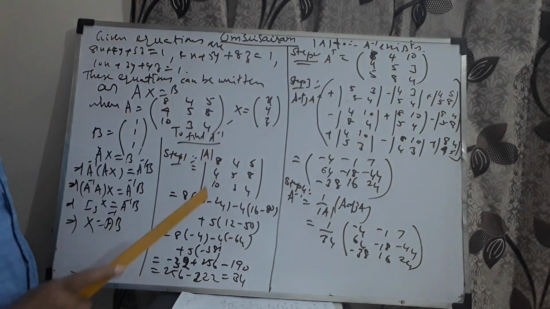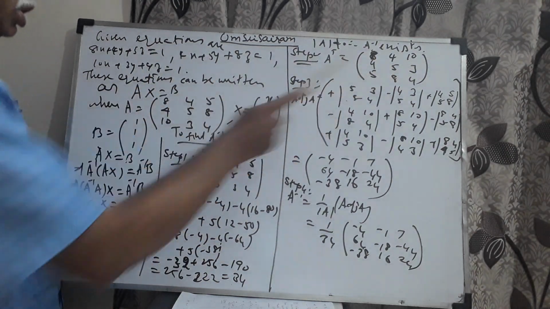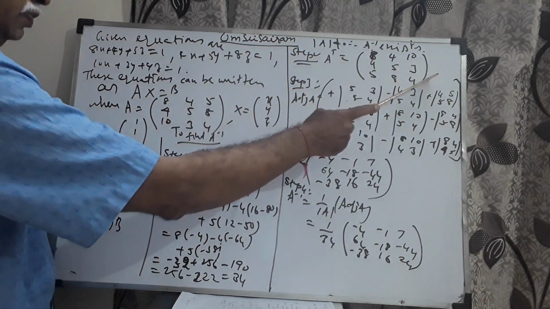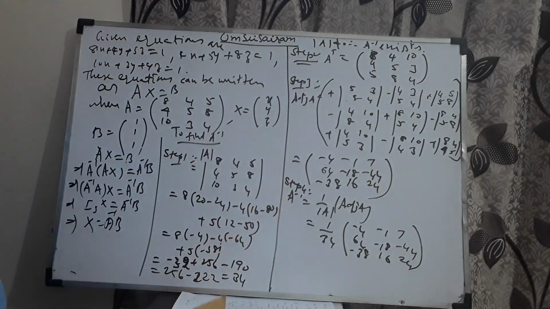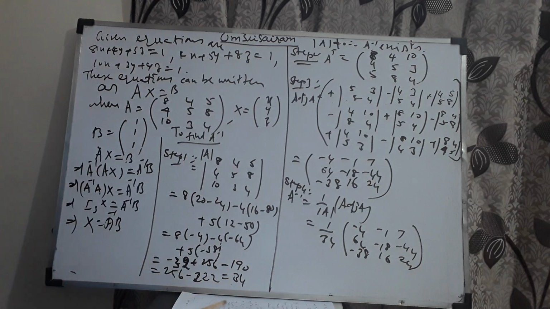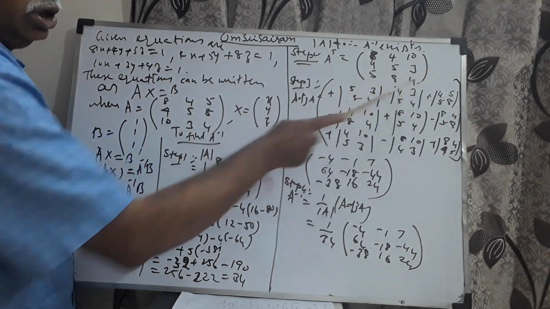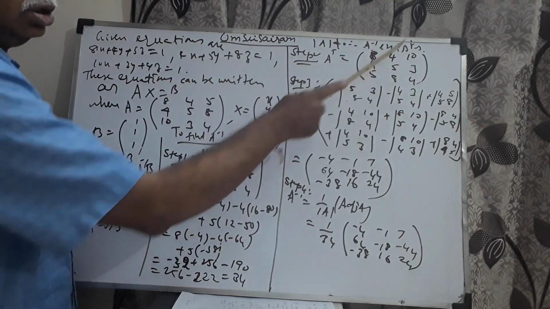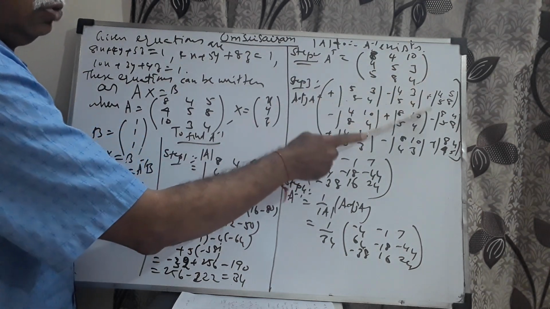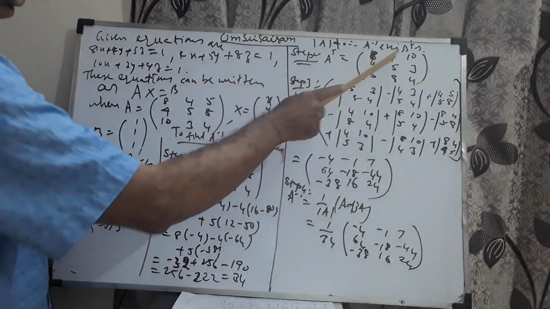Step 2, A transpose. Row becomes column, column becomes row. Now for A transpose: 8, 4, 10 first row, 4, 5, 3 second row, 5, 8, 4 third row. Now replace every element of A transpose by the corresponding cofactor. That is the meaning of adjoint A. Remove row and column, 5, 3, 8, 4 determinant. I'll have plus sign. Remove row and column, 4, 3, 5, 4. Remove row and column, 4, 5, 5, 8. Remove row and column 4, 10, 8, 4.